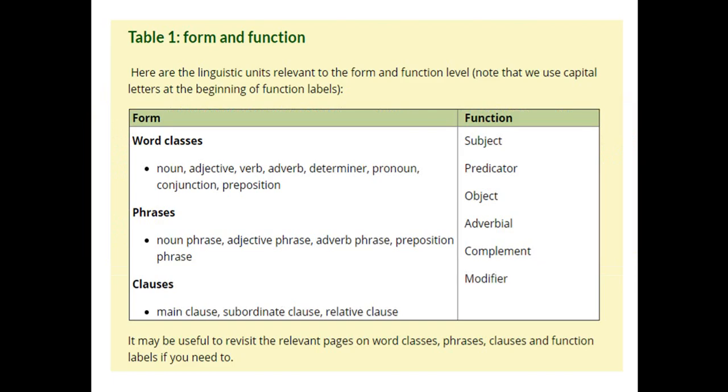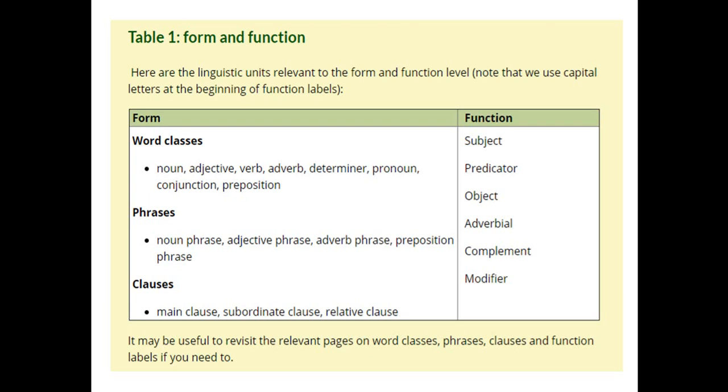So here is a table to understand what the form is and what the function is. Here are the linguistic units relevant to the form and function level. Note that we use capital letters at the beginning of function labels. So look at the table. On the left side, you can see the form. On the right, you can see the function. So let's read the form.